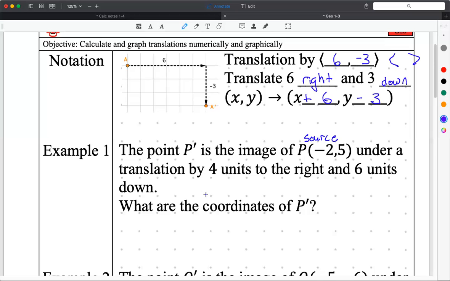So if it's 4 units to the right, you would add that to -2 and get 2. And then 5 minus 6 is -1. Yep, so -2 plus 4 is 2, and 5 minus 6 is -1. And then you can say P prime is (2, -1). Perfect. Yeah, thank you.